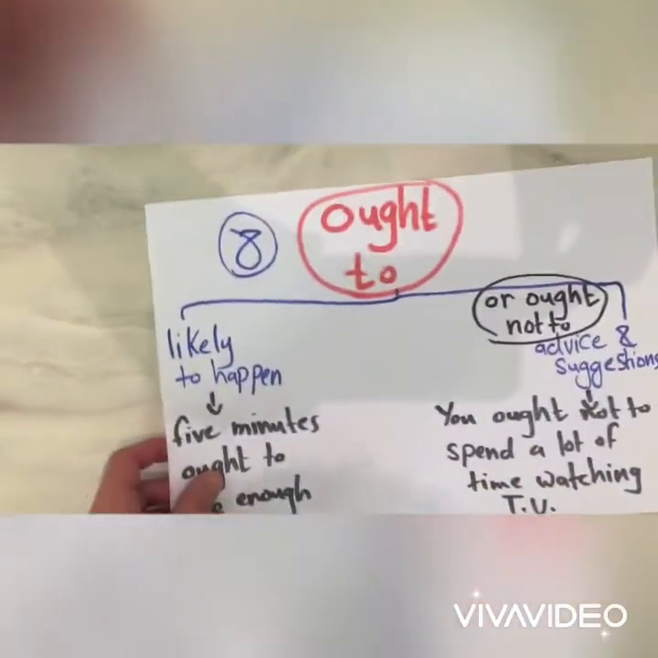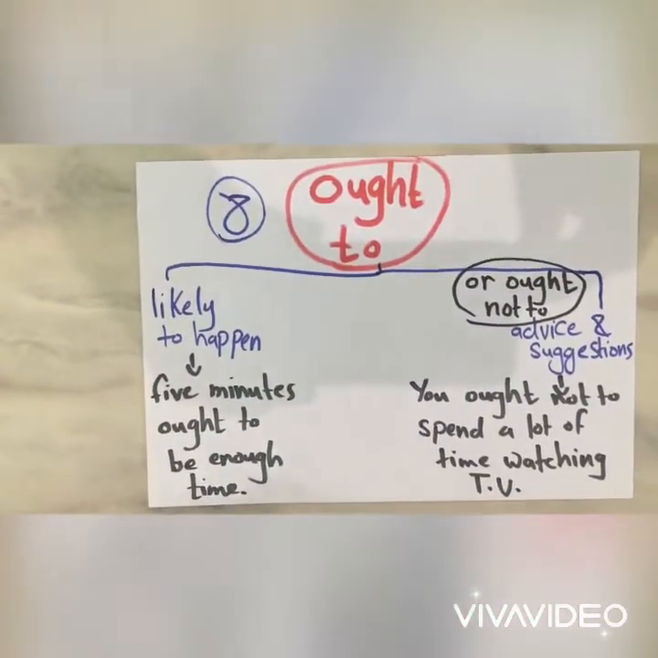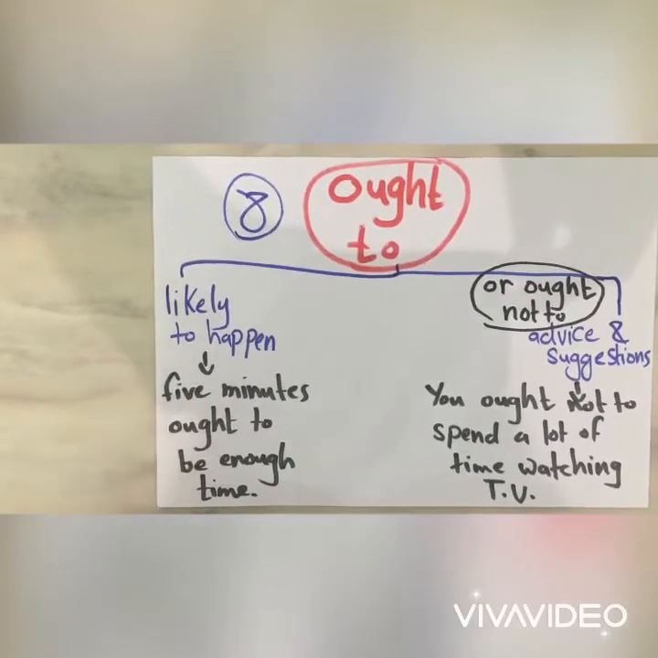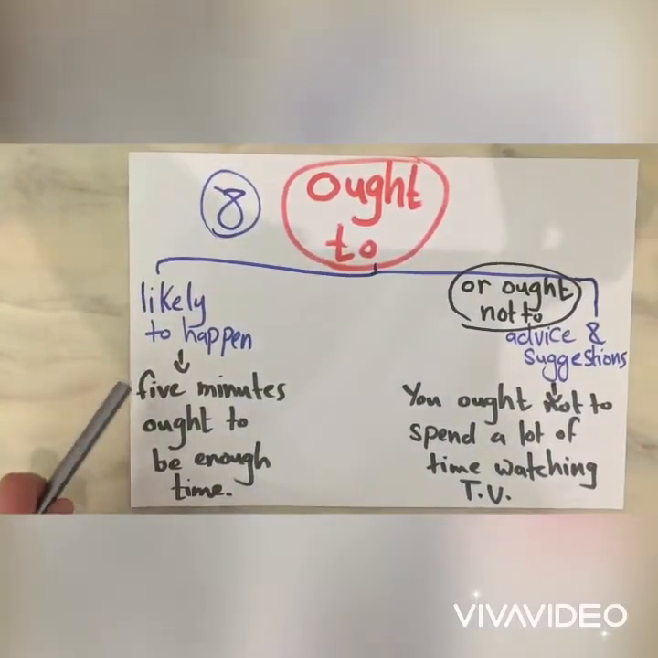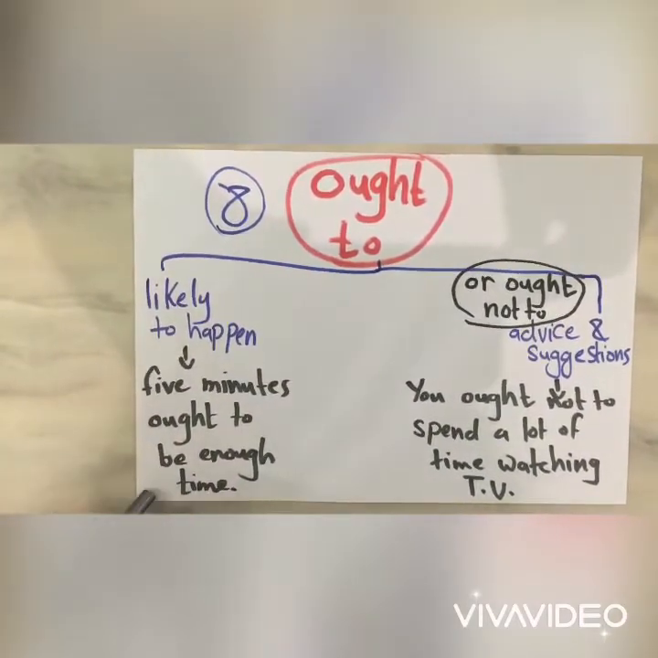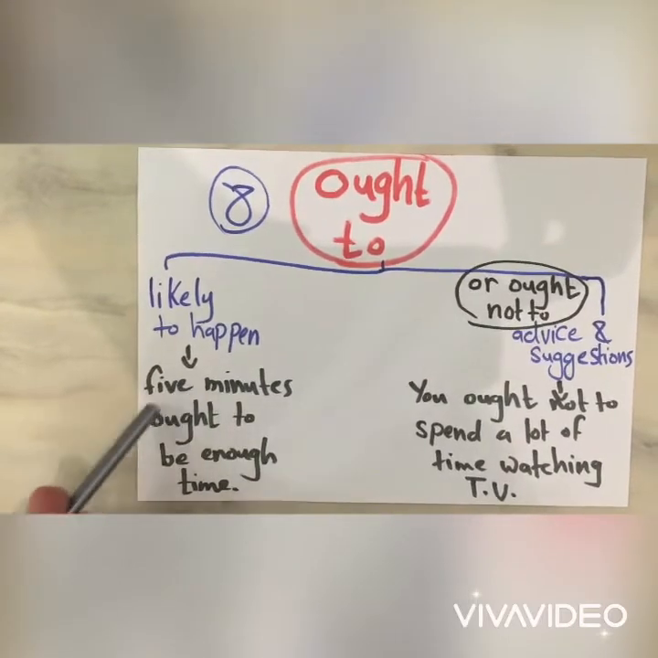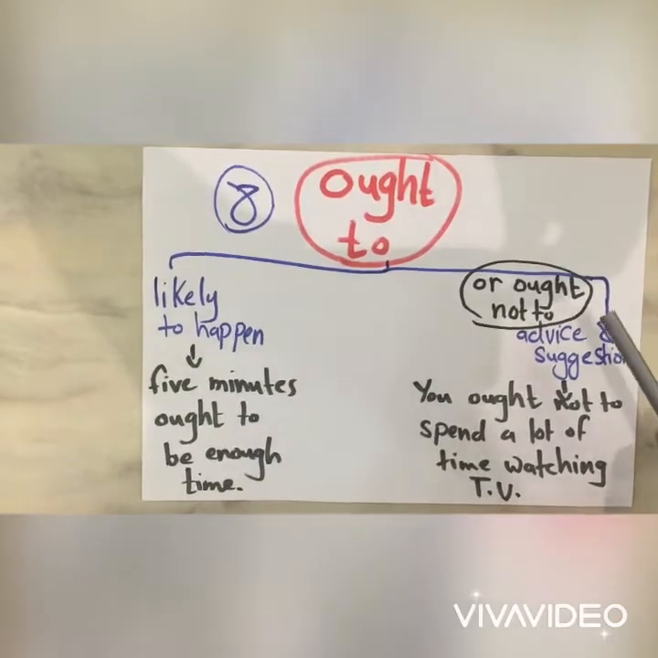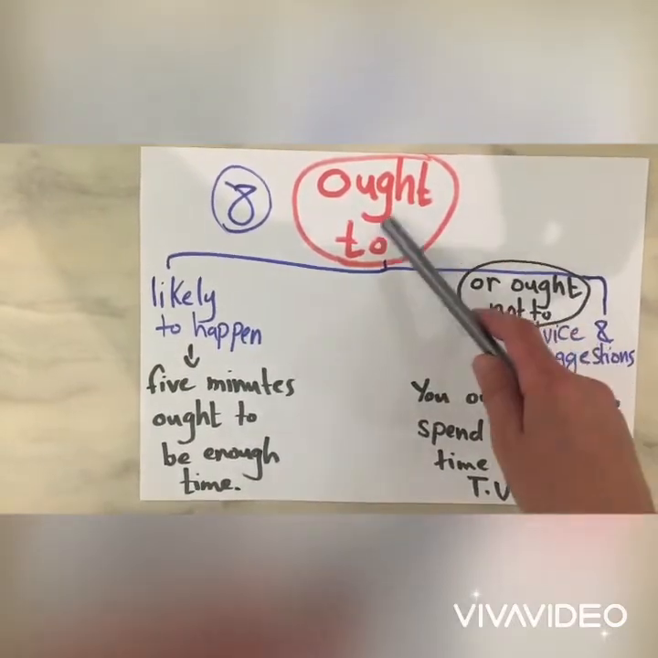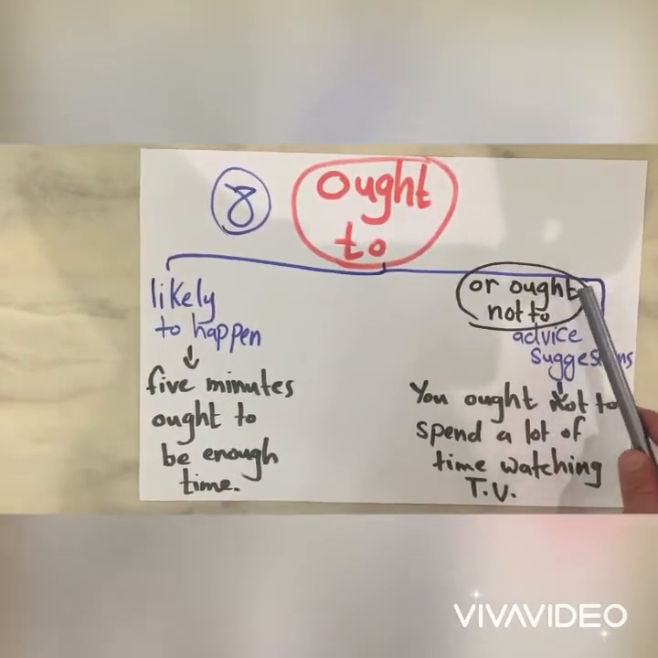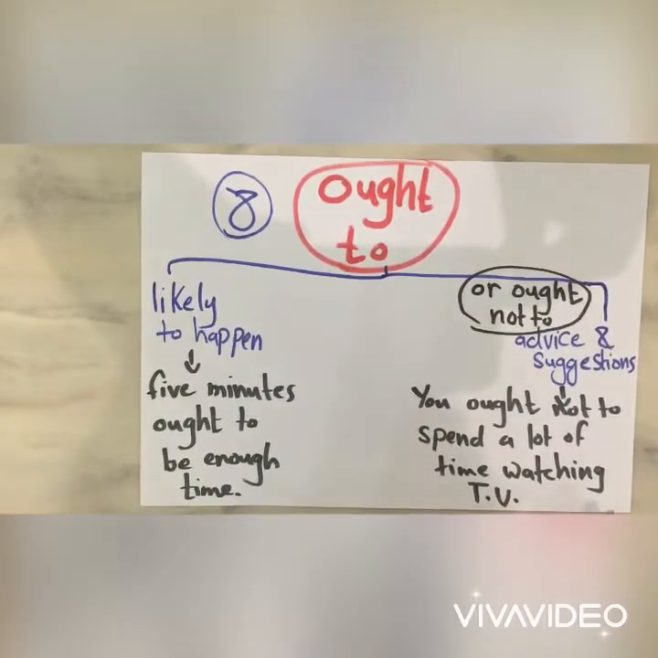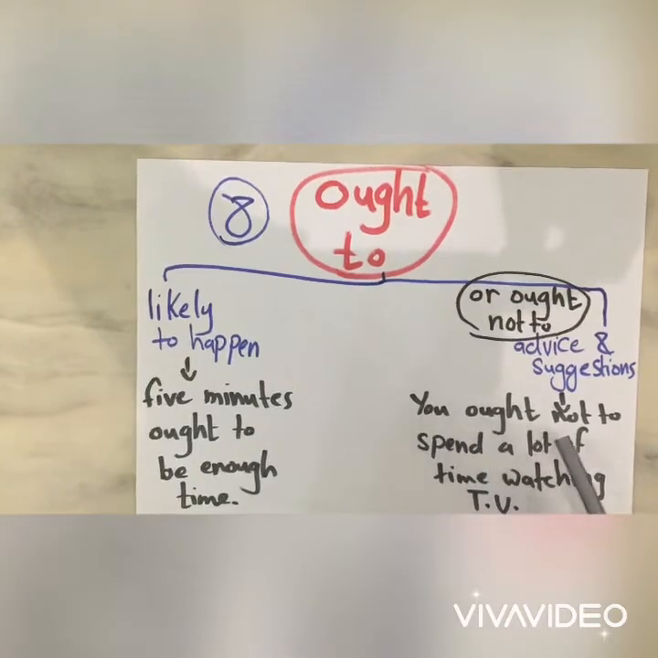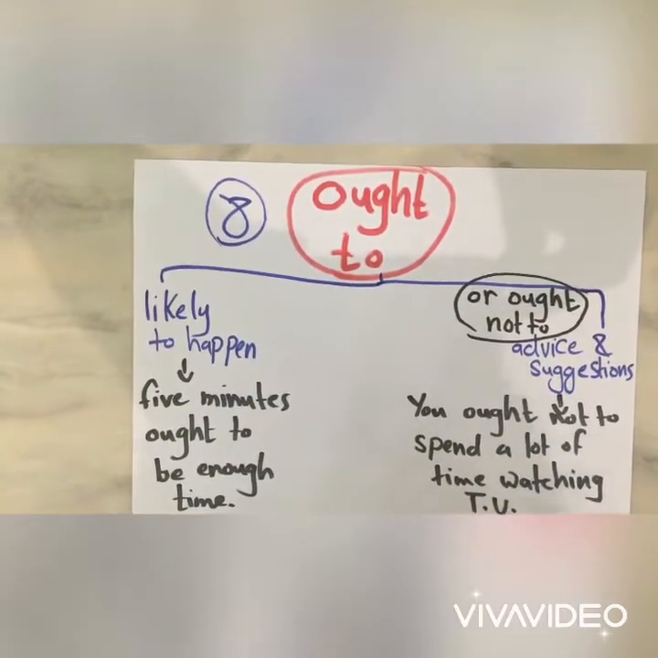Let's go to ought to. Again, when something is likely to happen. An example is five minutes ought to be enough time. So five minutes is probably enough time. Or ought to or ought not to, used to make an advice or a suggestion, saying you ought not to spend a lot of time watching TV.